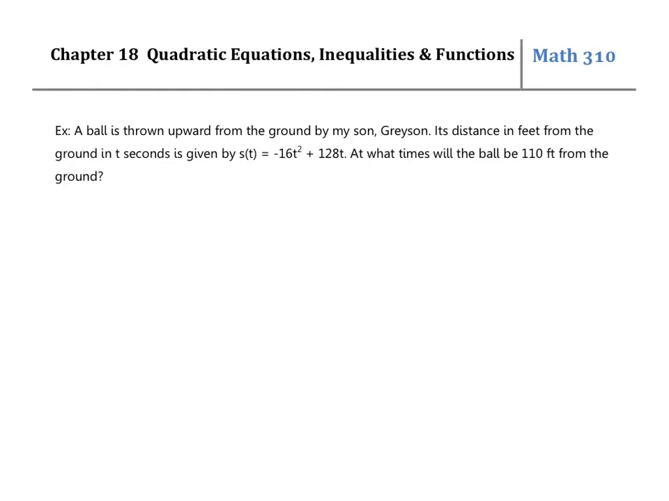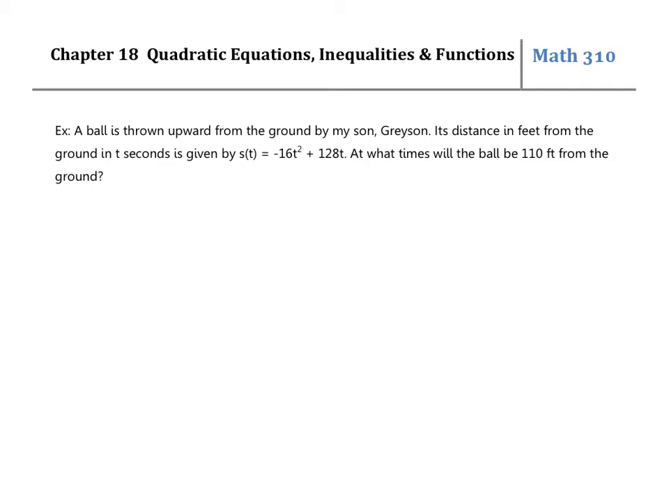Here is a launch problem. A ball is thrown up in the air from the ground by Grayson. Its distance from the ground in t seconds is given by the equation s of t, and that means distance, equals negative 16t squared plus 128t. You are to find the times that the ball will be 110 feet from the ground.